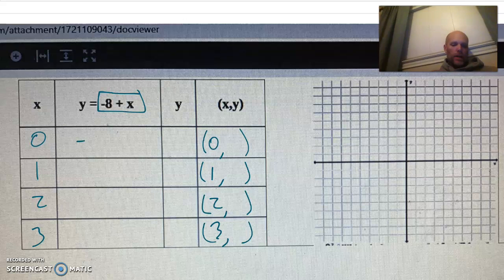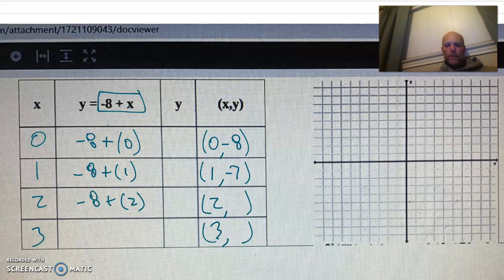Okay, so -8 plus, not x anymore, it's 0. What's -8 plus 0? -8. The next one, -8 plus 1. I owe somebody $8. I pay them $1 back. How much do I owe now? I owe them 7, and it's a negative number. So -8 plus, take that x out, put a 2. That is -6. -8 plus, take that x out and put a 3. And that is -5.